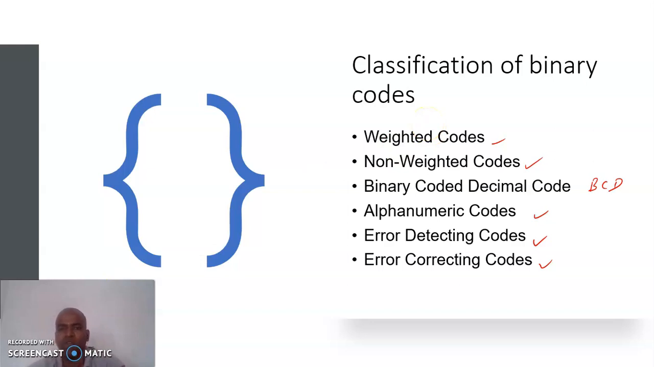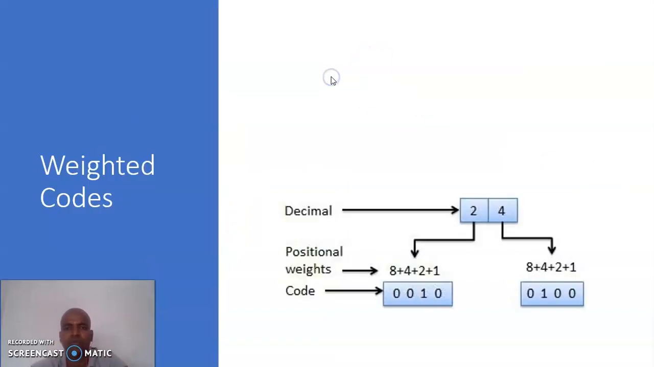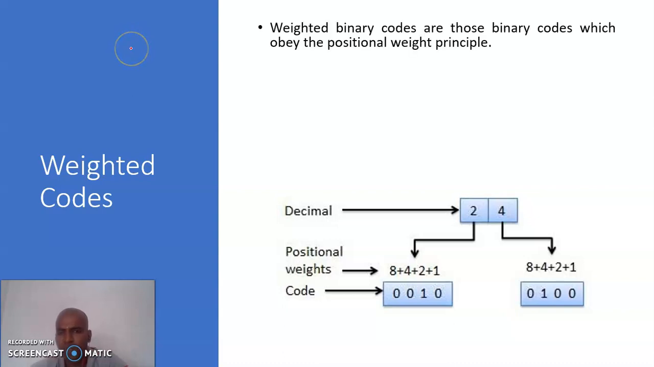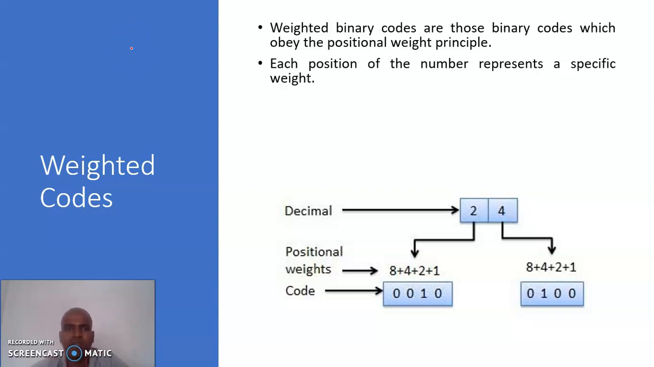First one is weighted codes. In weighted codes, each and every bit is represented by some positional weight. Each position of the number represents a specific weight. We know that binary numbers are represented by ascending powers of 2, that is 2 power 0, 2 power 1, 2 power 2, 2 power 3, which is nothing but 8421. So weighted code is called an 8421 code. In digital we use this format only, 8421.